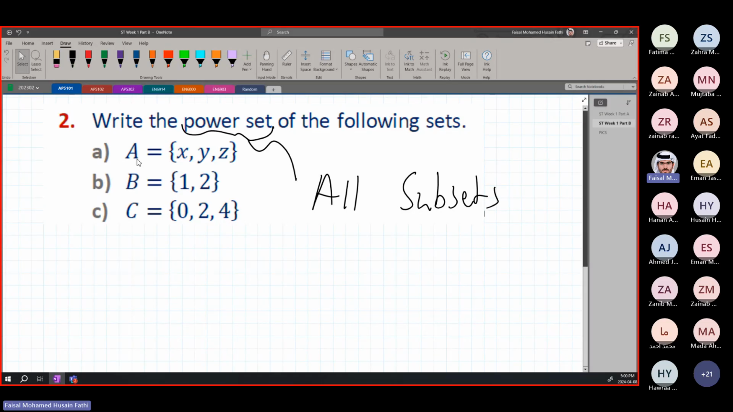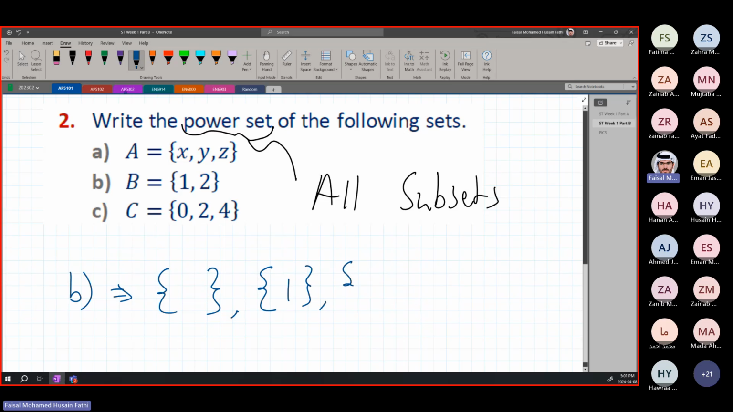I'm not going to go through all of them. I'm going to do part B only because it's a short and small one. So for part B, the subsets are, the first one is phi. Okay. The second one is 1.